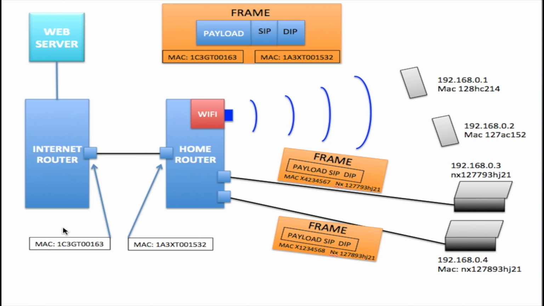And this interface has its own MAC address. And the interface it is sending to on your home router also has its own MAC address. So these MAC addresses here would change to these MAC addresses, the source and the destination. Okay, this would be the source and the destination.